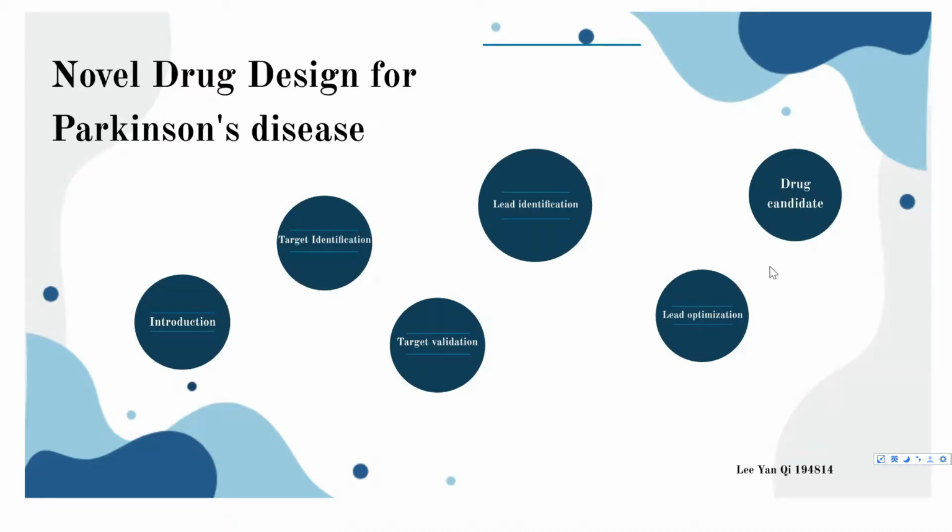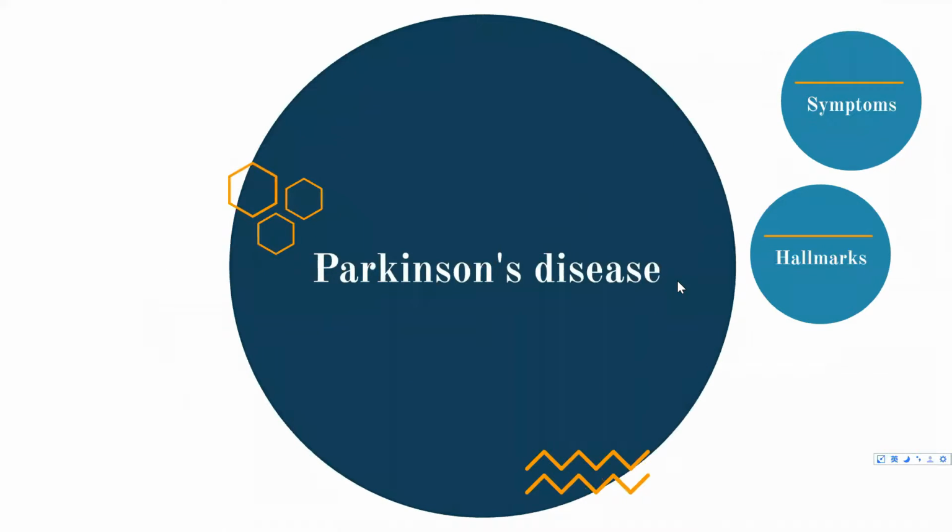This video is about novel drug design for Parkinson's disease. Before entering the main topic, I would like to introduce a little bit on the disease. Parkinson's disease is the second most common neurodegenerative disorder that affects 2 to 3% of the population that is equal to or more than 75 years of age.